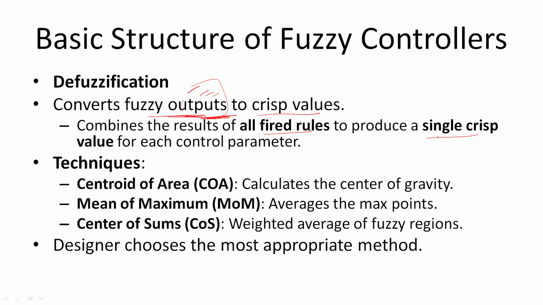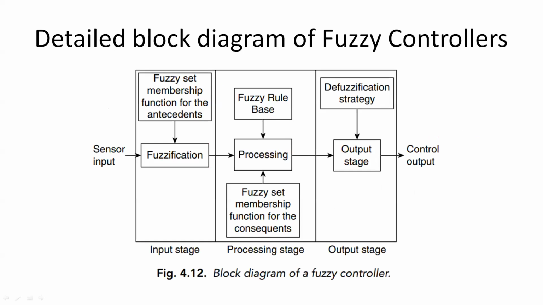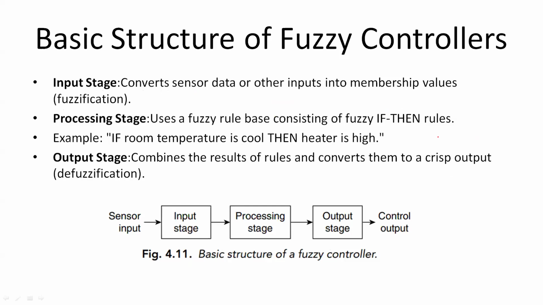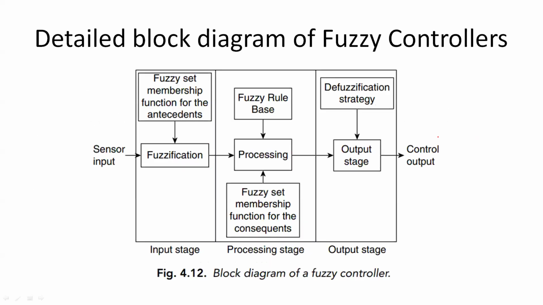For defuzzification, these are the different methods we have already seen: centroid, center of gravity, mean of maximum, or center of sums, etc. The designer of the system may choose the most appropriate one. So this is a detailed block diagram of what we saw here. The same thing, but in a detailed manner.